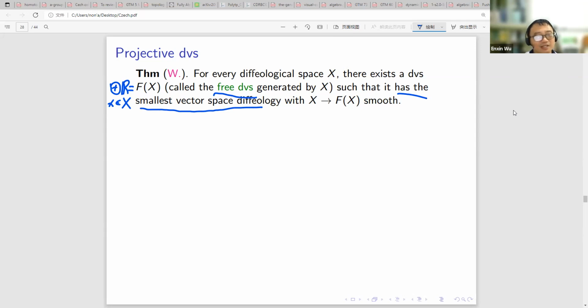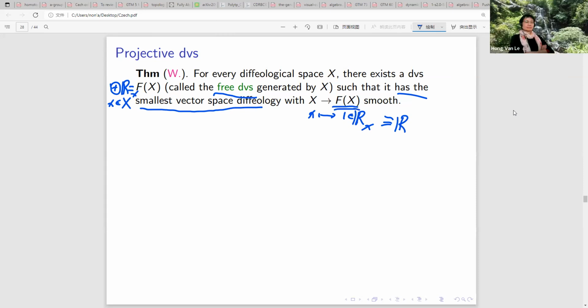So there is a canonical map from X into F(X). You send the element x to the element 1 in the copy of R related to this x. Maybe I should write this R_x, each one isomorphic to R. You want to have this copy 1 inside here. In this way, you put the diffeological information into this diffeological vector space. Okay, so I'm just telling you it exists.